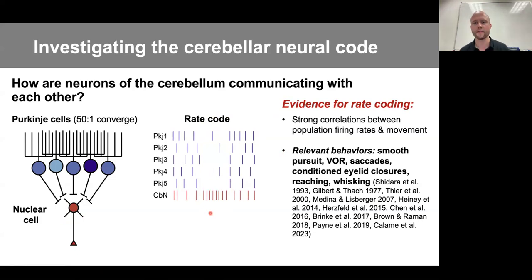There's a lot of evidence that a rate code is happening in the cerebellum, and this comes from a number of studies where it's been shown that there are often strong correlations between population firing rates of neurons in the cerebellum and kinematics of movement. This has been described for a number of behaviors, and I'll just list a few of them. This is not comprehensive by any means, but it's been described for smooth pursuit, the vestibulo-ocular reflex, saccadic eye movements, conditioned eyelid closures, reaching, and whisking, to name a few. I've listed some relevant citations below, but yet again, this is not comprehensive. I could fill this entire slide with citations. But that's not the whole side of the story.